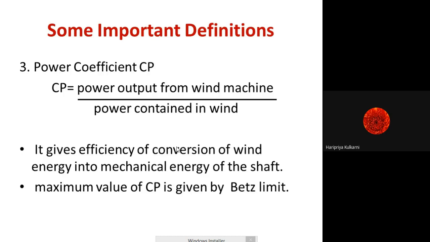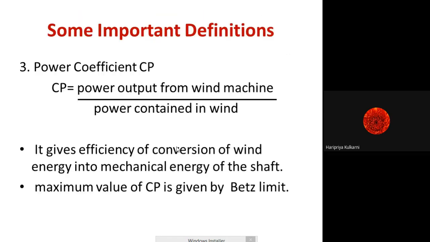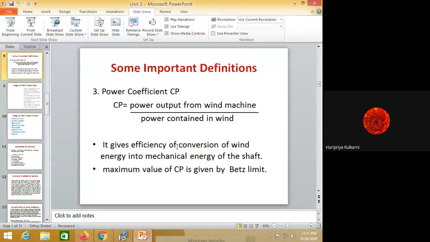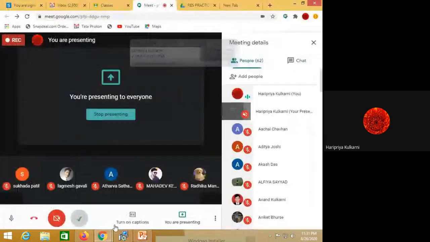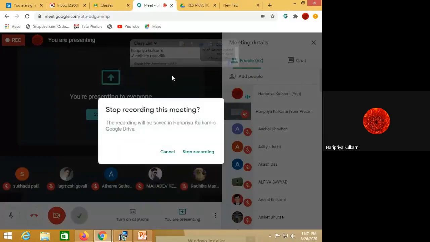The maximum value of the power coefficient is limited by the Betz limit. Now we'll go to the design of the wind turbine rotor next time. Here we have completed some important definitions which were useful for us. So we will stop here for today.